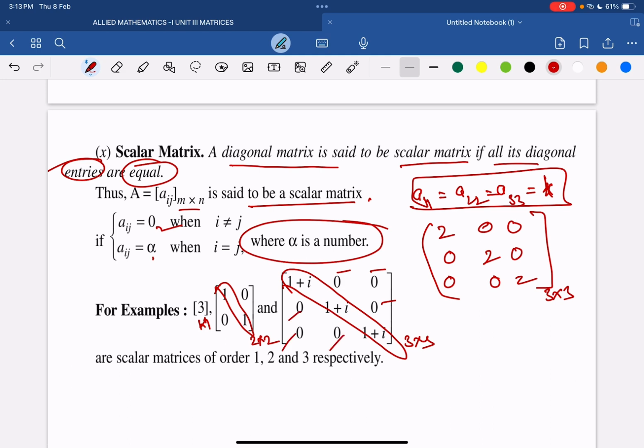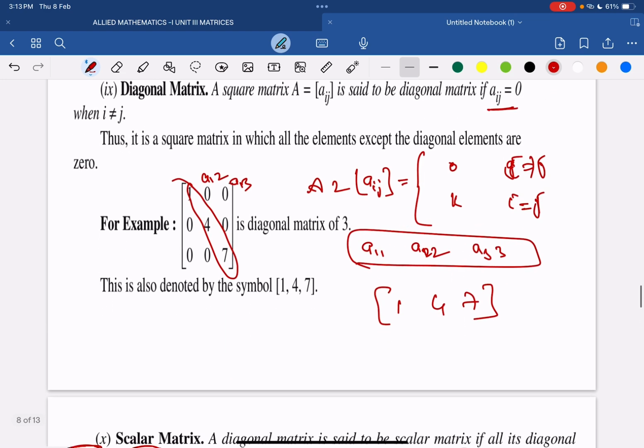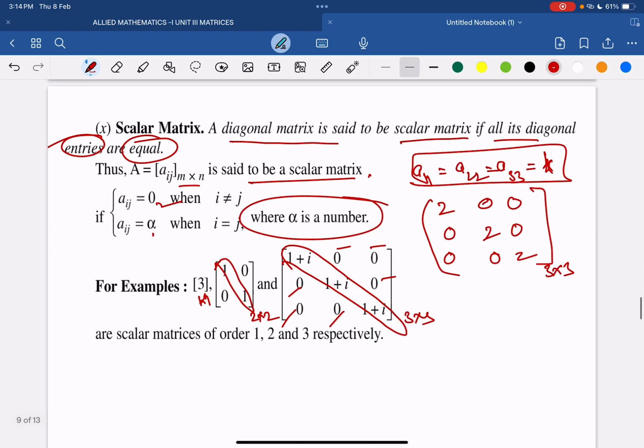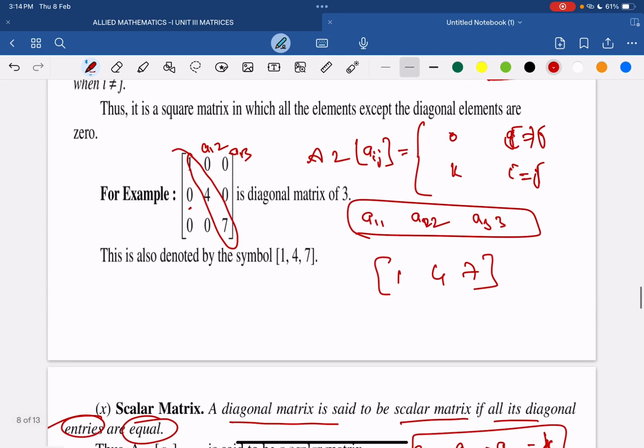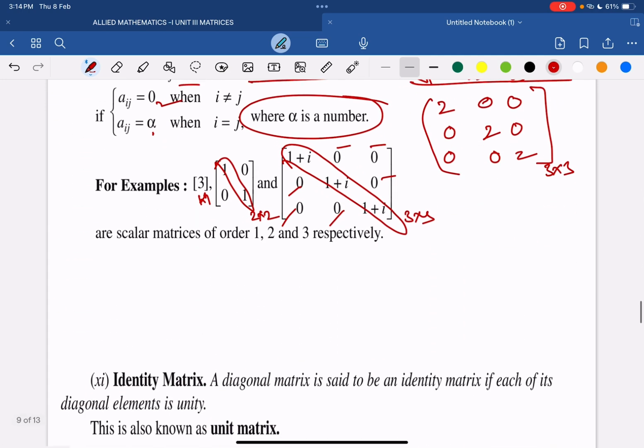So the difference between a scalar matrix and a diagonal matrix is this: in a diagonal matrix, the principal diagonal elements are different numbers and the non-diagonal elements are equal to 0. In a scalar matrix, the principal diagonal elements are equal or the same, and the non-diagonal elements are equal to 0.